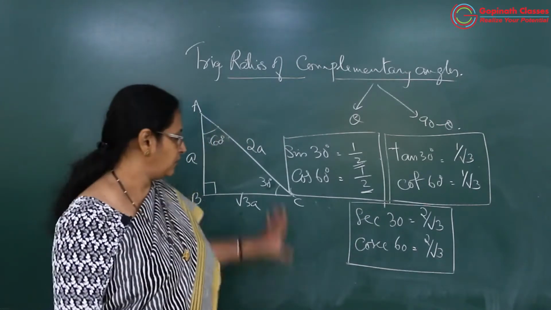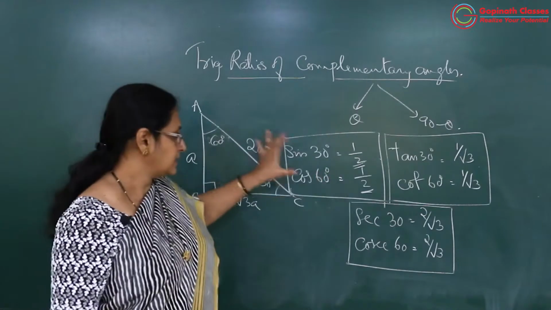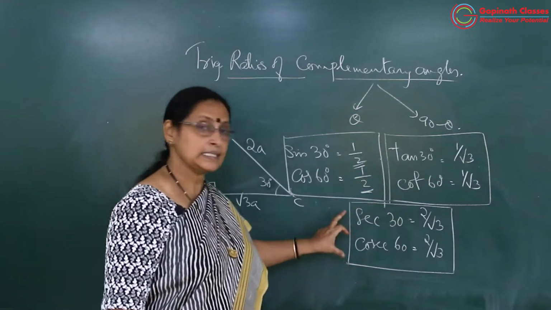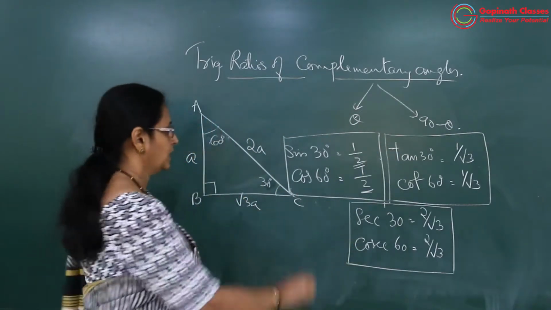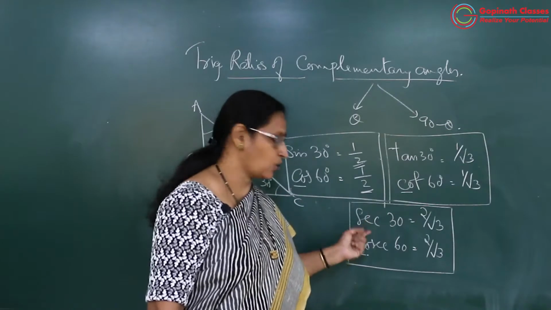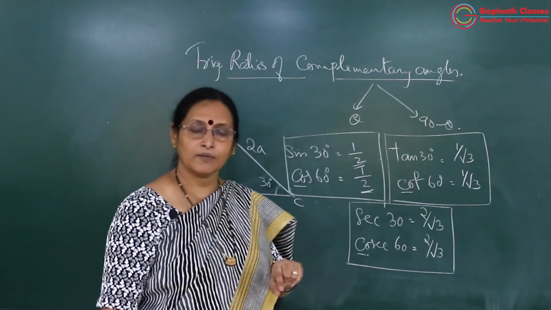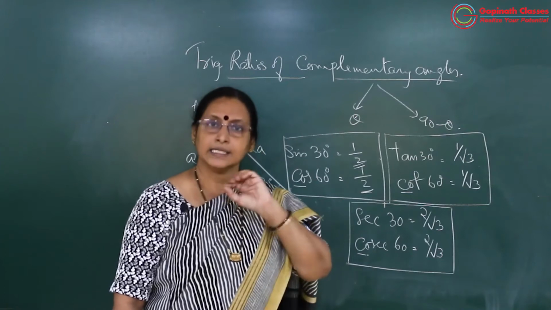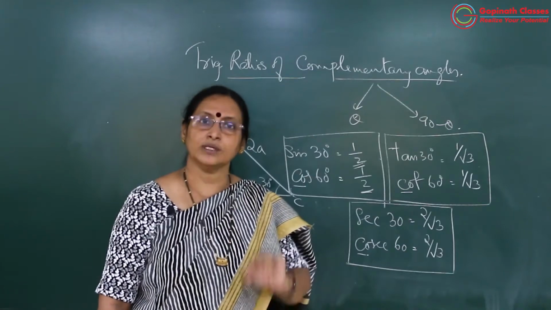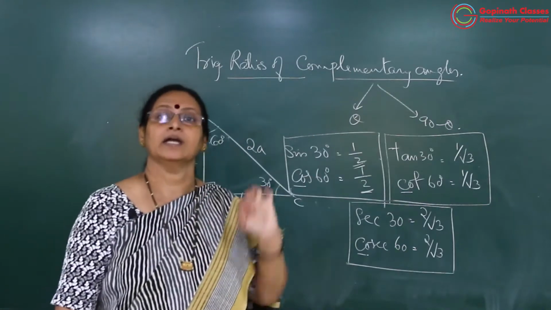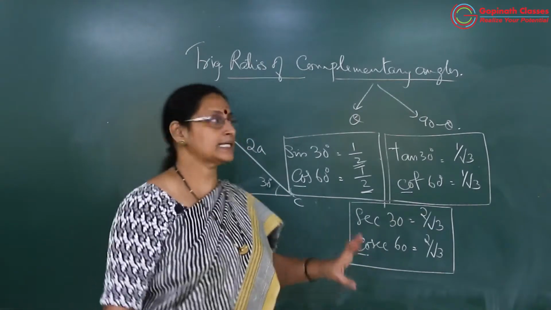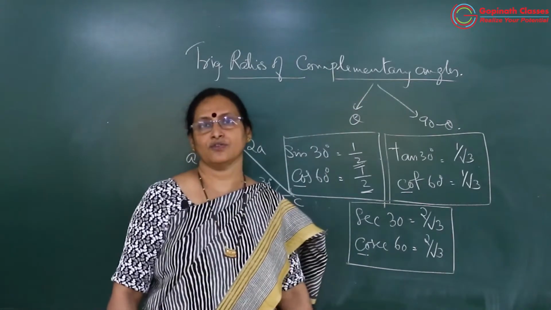So, it is very clear when you take the pairs: sine and cos are complementary pairs, tan and cot are complementary pairs, sec and cosec are complementary pairs. You can very clearly see the word co: cosine, cotangent, cosecant, complementary. So, sine of an angle is the same as cos of its complementary. Tan of an angle's value is the same as cot of its complementary. Sec of an angle is the same as cosec of its complementary. This is the relation of trigonometric ratios of complementary angles.